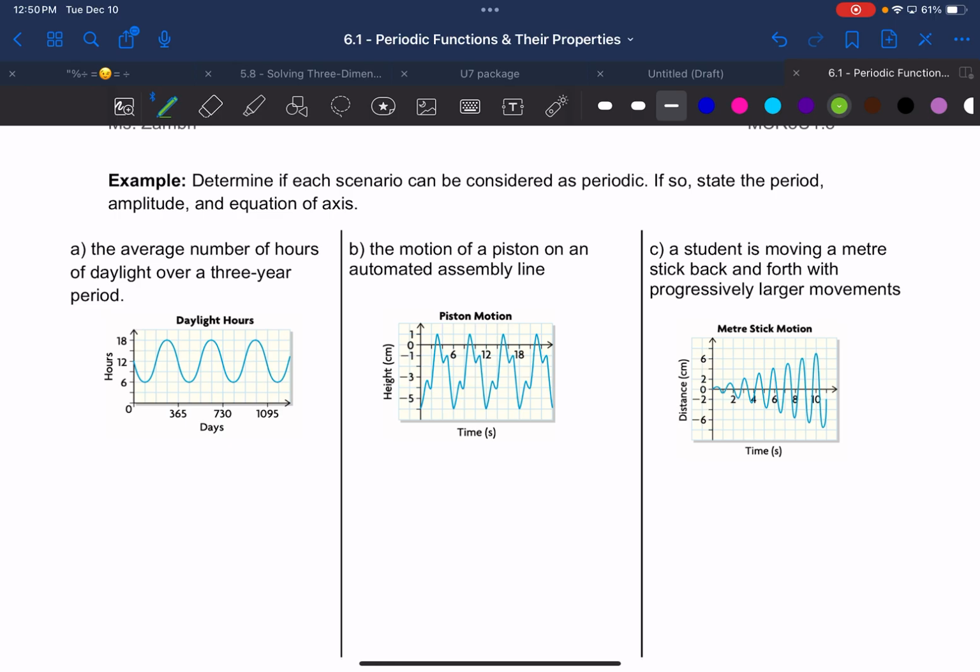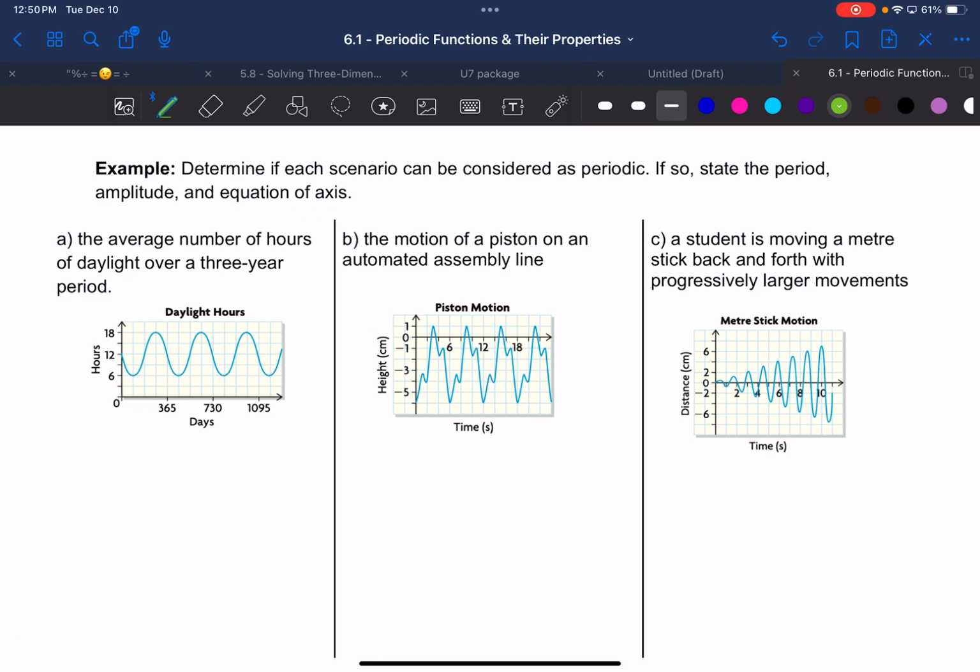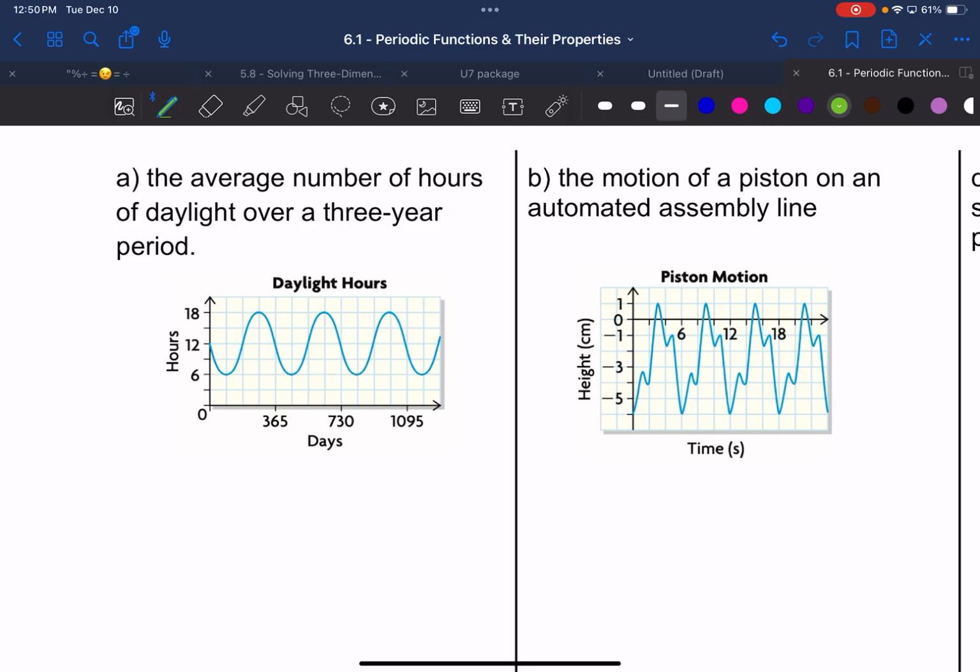But today we're just focusing on whether we can determine if something is periodic or not, and then if it is, finding the characteristics. So even in these scenarios, we have to consider whether or not it's periodic, and then if so, state the period, the amplitude, and the equation of axis. For the first one, this is modeling the average number of hours of daylight over a 3-year period. Do we think this is periodic? Yes, it's got a repeating pattern. It's oscillating between the same max and min over the same amount of time. So I would say, yes, this is periodic.